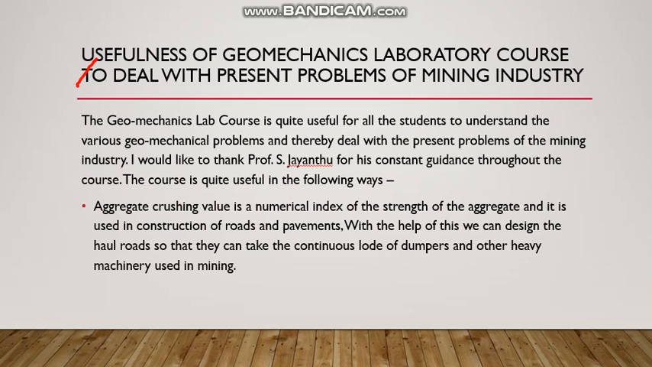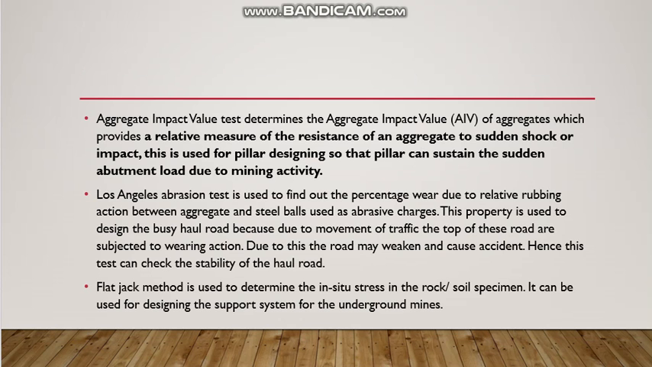The main highlights of the course are as follows. The aggregate crushing value is a numerical index of strength, and this property can be used for the construction of roads so that they can bear the continuous load of dumpers and heavy machines. Aggregate impact value helps us determine the impact strength of a material, which is a relative measure of the resistance of a material to bear shocks, and can be used in pillar designing and support systems.